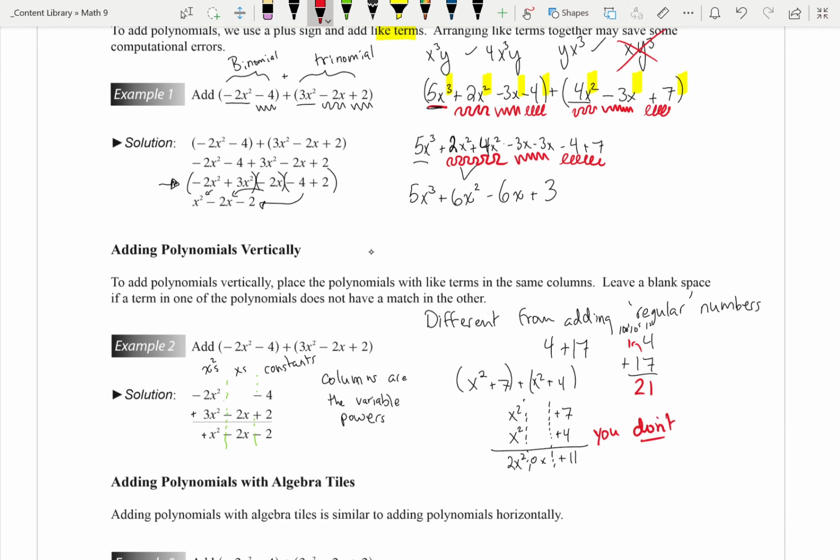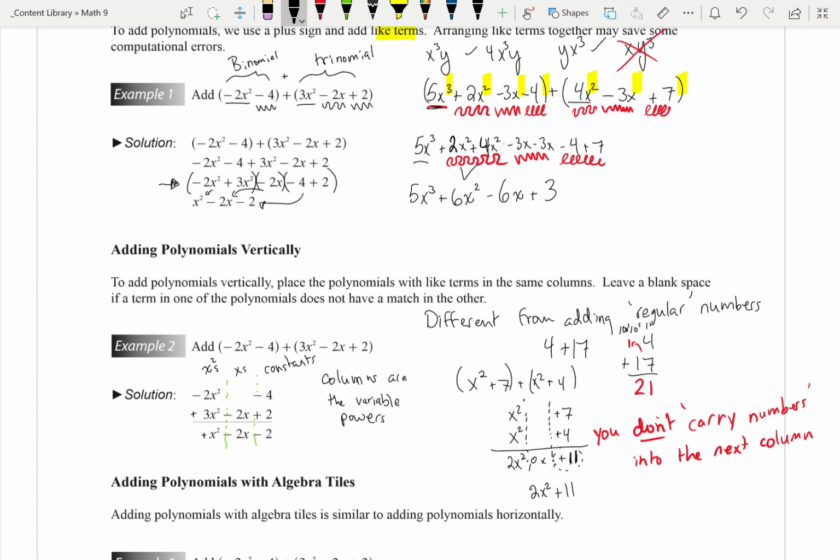You don't carry numbers into the next column, because I don't know what x is, and adding 7 and 4 doesn't suddenly make an x appear. So one of the challenges and things that makes us different is you keep them based on like terms. So this final answer would be 2x squared plus 11.